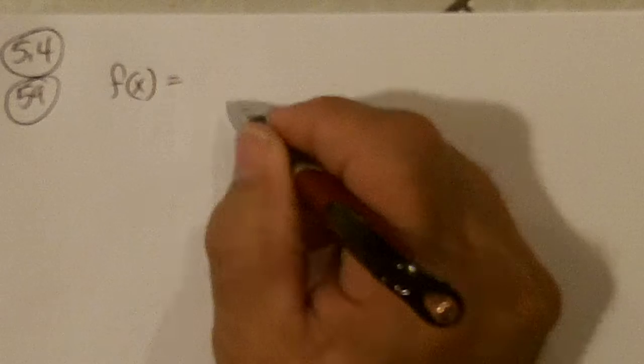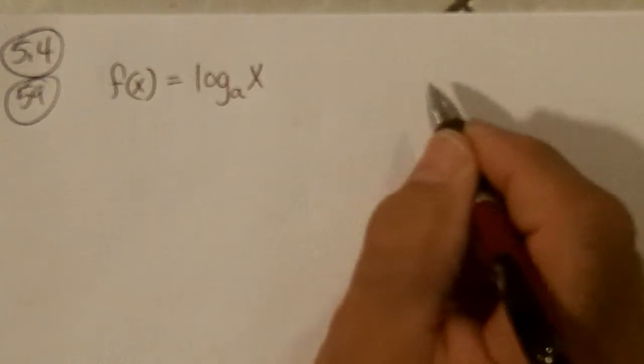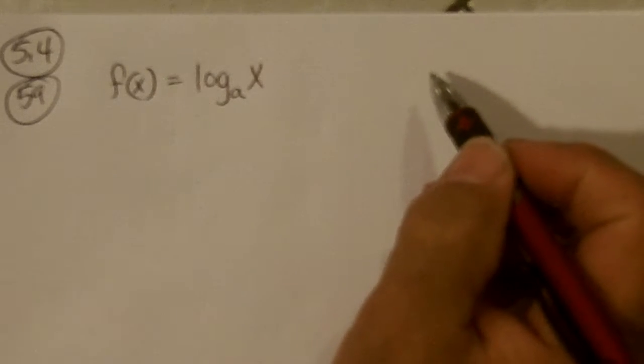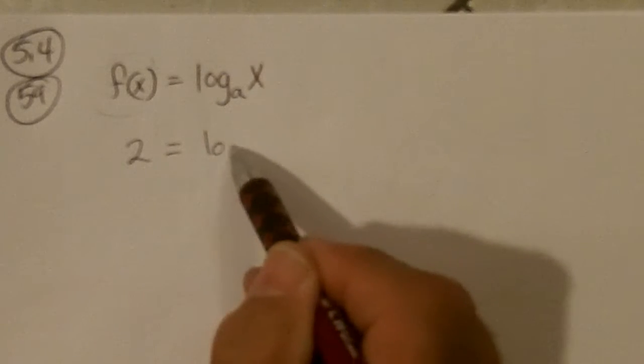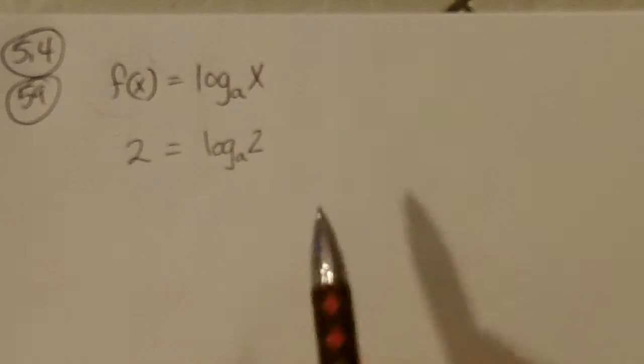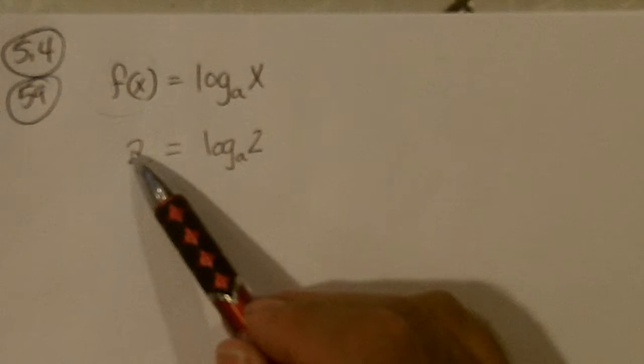Okay, 5.4. First problem we're going to do is 59. That was the first one that was left with a question mark. It says find a so that f of x equals log base a of x, and it contains the point (2, 2). So y is 2 when x is 2. To what power do I take a to get 2? And the answer is 2.